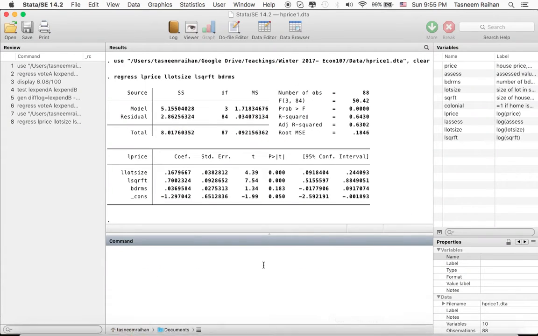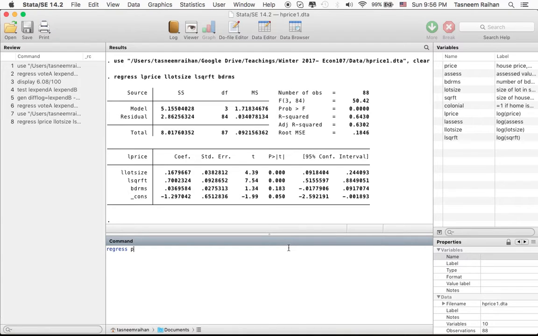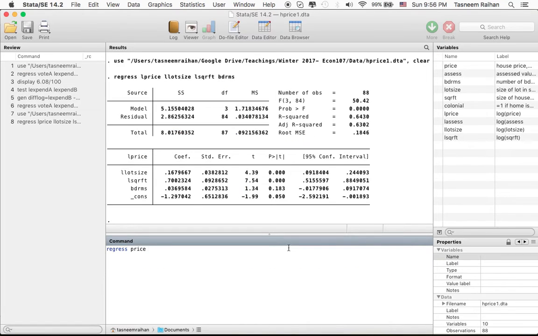So let's go to Stata. So first thing that we need before we do this, so what we are trying to do here, we are trying to run a regression. We want to regress, what do we want to regress? We regress y on exponent of log y hat. So y in this case, in our example, is the price of the house. I think it's called price, yeah, price. And we want to regress that on what? Exponent of log y hat. But do we have the variable called log y hat yet?